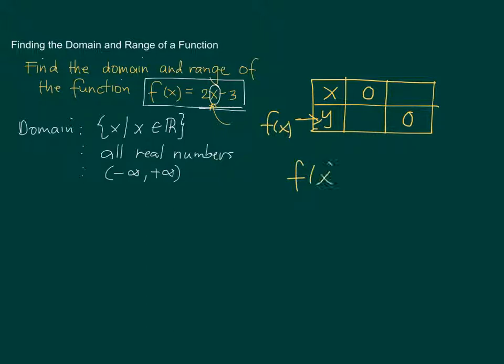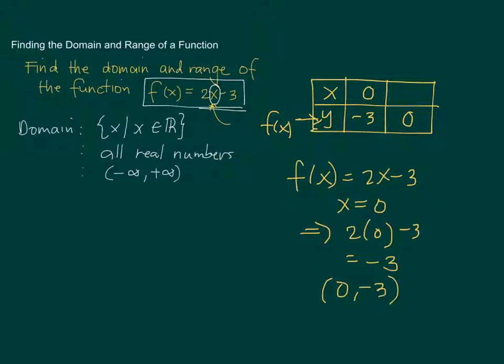So if f of x is equal to 2x minus 3, whenever x is equal to 0, that means 2 times 0 minus 3 is equal to negative 3. So the y value for x equal to 0 is negative 3. So the point is 0, negative 3. Now when I make y, which is the f of x, as 0, so I have 0 is equal to 2x minus 3. If I compute for x, I'll end up with 3 over 2 or 1.5.